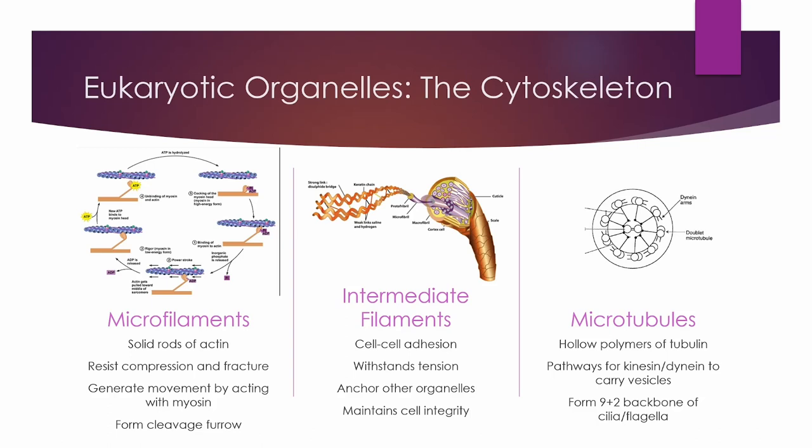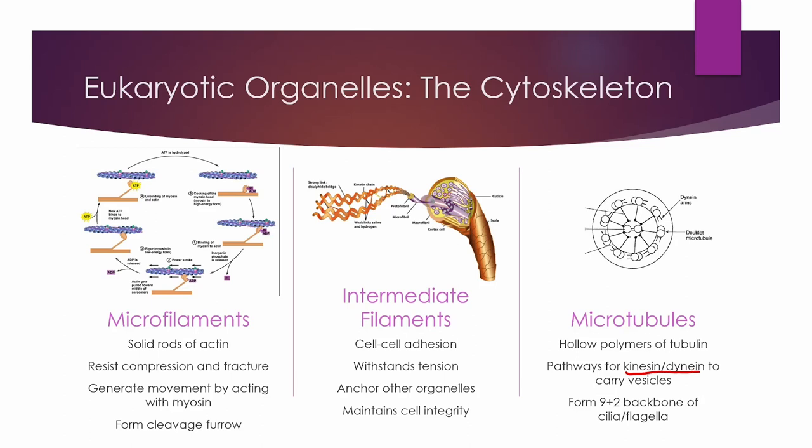Microtubules, unlike microfilaments, are hollow polymers of tubulin. I haven't written that here, so I'll write here that this is tubulin. Oh no, I was looking at intermediate filaments. But yeah, these are hollow polymers of tubulin, and they radiate throughout the cell, providing primary pathways for motor proteins to walk across. This is done with the materials kinesin and dynein.